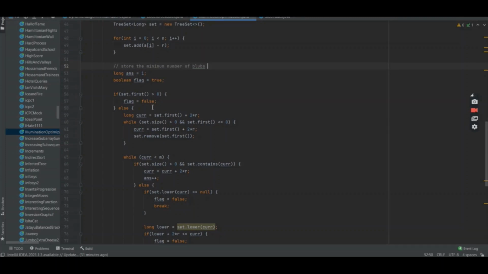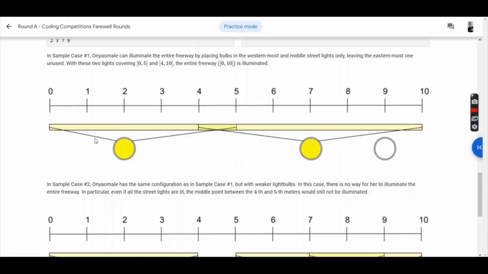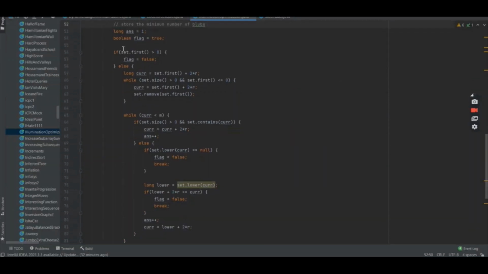If the first bulb is not starting from 0 or beyond, then the answer will always be false, because you cannot light the first places, like zero from zeros. Suppose the first bulb starts from here, then the prefix from 0 to 1 will always be in dark. So the answer will always be no. So we have done flag equals false, and now we'll move on to the next phase.